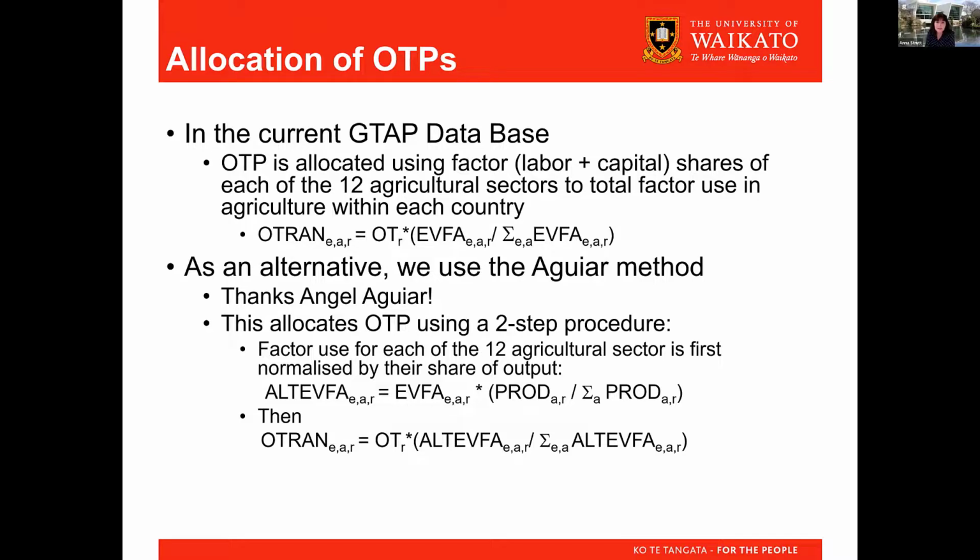In the current GTAP database, OTP is allocated using factor shares of each of the 12 ag sectors to total factor use in agriculture within each country. So this is the way that it's implemented in the current version of the GTAP database. But once we realized that we weren't really getting the right subsidies in the database, Erwin and Anhal put their heads together on this. And thanks very much, Anhal, a big shout out to you, because it was Anhal who suggested normalizing the factor use by the share of output, implementing that step first, so having a two-step procedure, and then using these normalized values in the calculation, which ended up giving much, much more credible subsidy flows in the database.